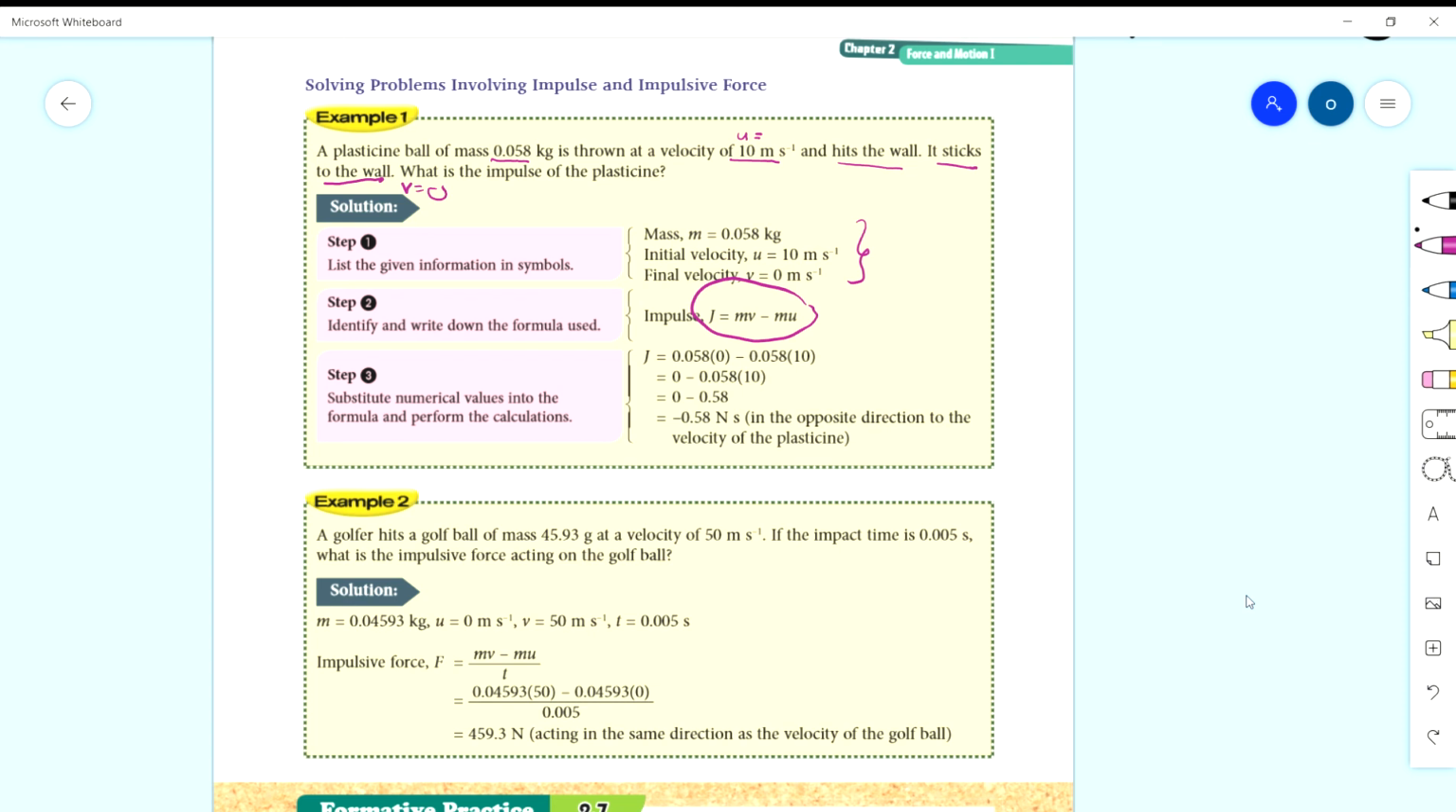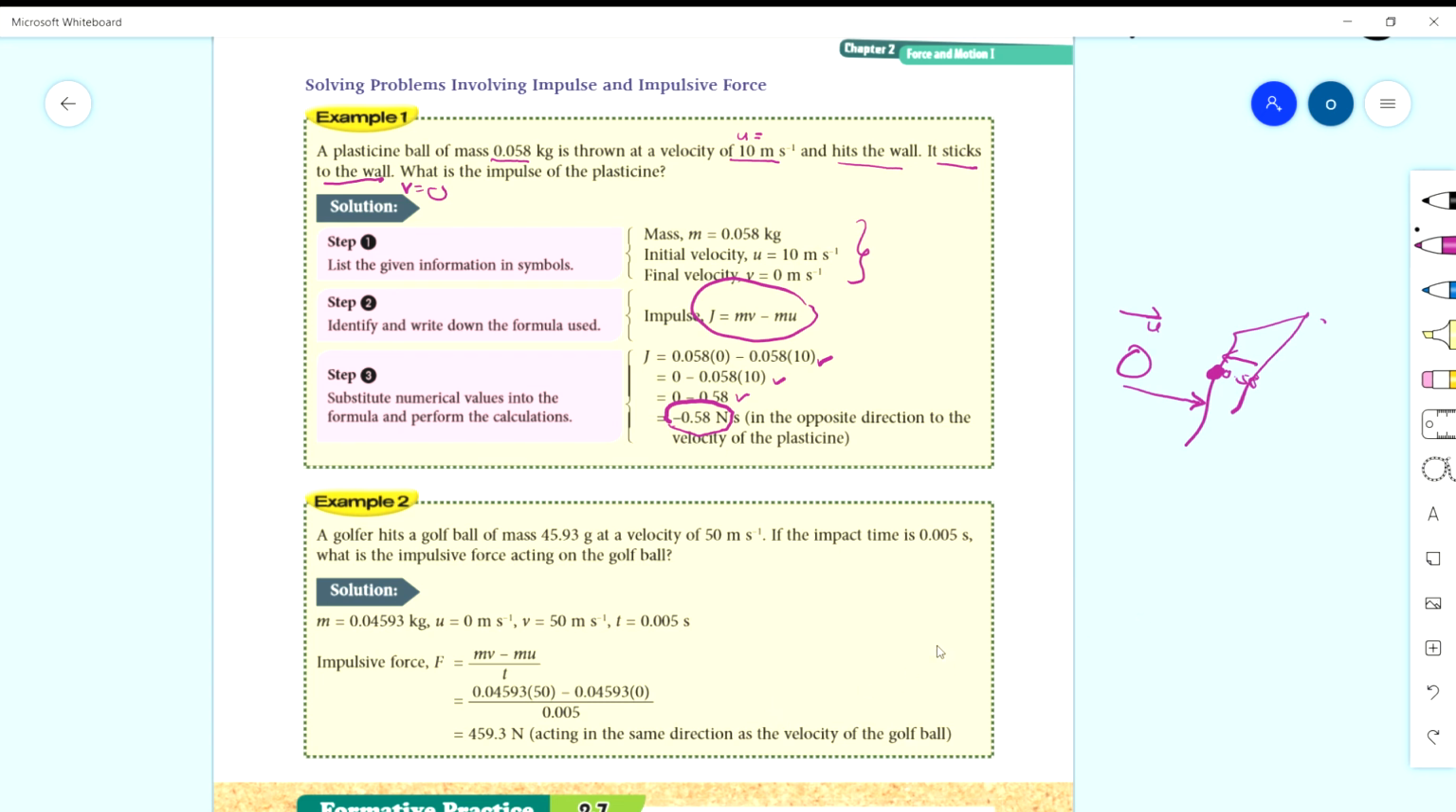Okay, so now you can see, plot in the numbers, the answer is negative. So, negative means in the opposite direction of the velocity of the plasticine. Okay, dia baling plasticine. Dia pergi sini U. Sampai kat sini dia melekat. So, 0.58 negative means opposite direction. Wall ni yang bagi dekat dia sebanyak 0.58. Kalau dapat positif, dia yang hentam wall. 0.58 positif. Itu 0.58 negatif. So don't worry for that.